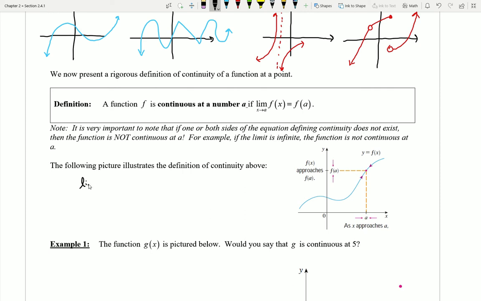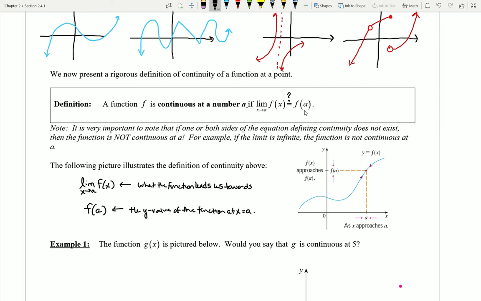Now, if you take a look at what this means, when we talk about the limit as x approaches a of our function, we're talking about what y value the function leads us towards. That's what we're really looking at here. Whereas when we talk about f of a, we're talking about the y value of the function at x equals a. And we want to check if these two things are actually equal. So technically in this definition, there's a question mark above this equal sign.